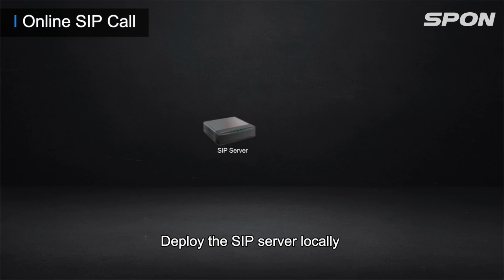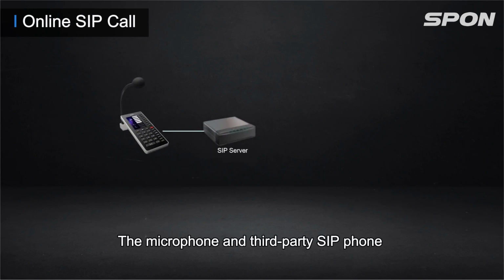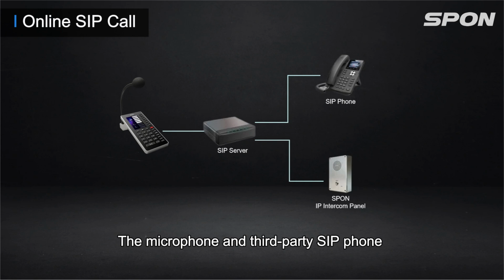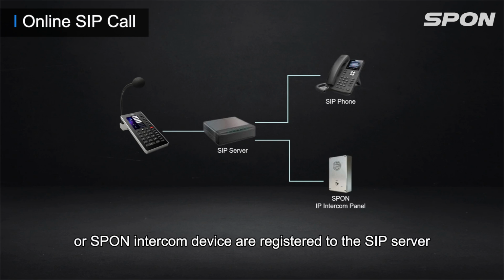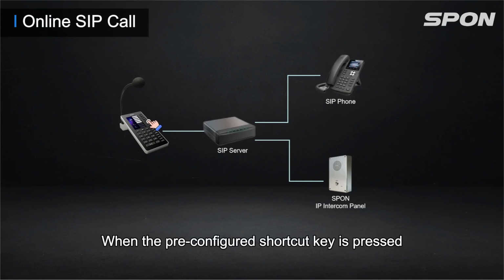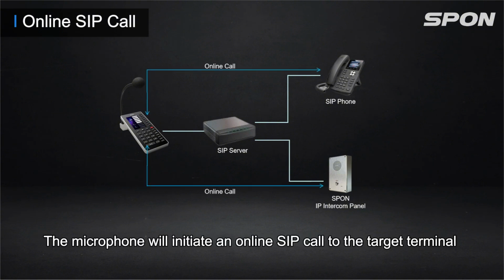Deploy the SIP server locally. The microphone and third-party SIP phones or SPON intercom devices are connected to a SIP server. When the pre-configured shortcut key is pressed, the microphone will initiate an online SIP call to the target terminal.